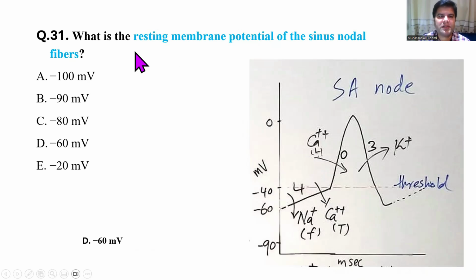Please mind that the resting potential of the SA node is less negative as compared to the resting potential of ventricular muscle. In ventricular muscle, the resting potential is minus 90. But here, in case of SA nodal fiber, the resting potential is minus 60. And also, this is unstable, that moves by itself from minus 60 to minus 40 millivolt. And this is the reason why the SA node is a self-excitable tissue.